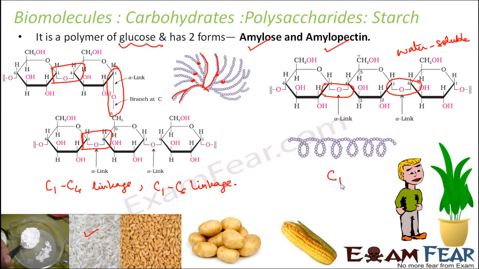But here you have only C1, C4 linkage. So that is why this is linear and this is branched. This is water soluble, whereas this is water insoluble. So these are the two forms of starch, amylose and amylopectin.